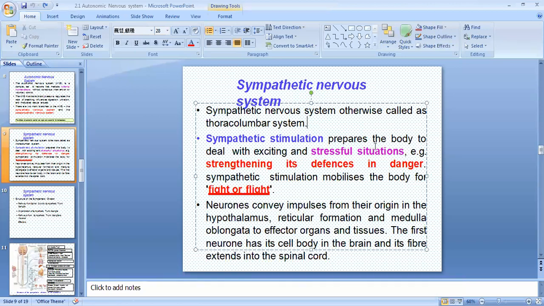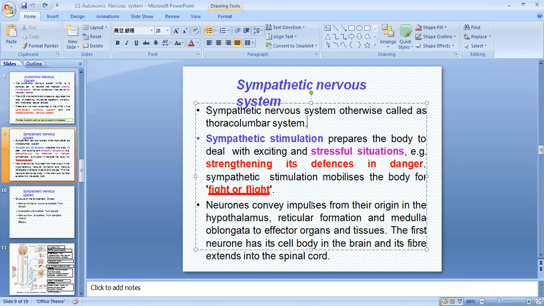The sympathetic stimulation prepares the body to deal with exciting and stressful situations. See, I have already given the example. For example, the second example is strengthening its defense in danger. Same example we have given. Sympathetic stimulation mobilizes the body for the fight or flight mechanism.